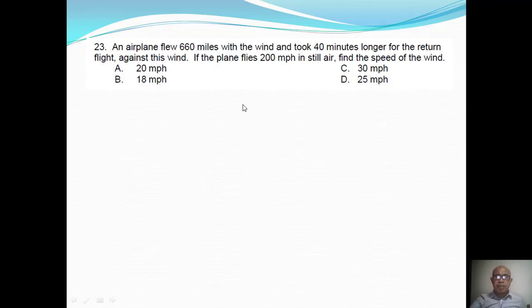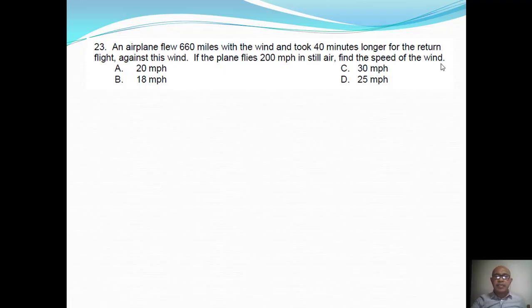But if the airplane will move opposite or against the direction of the wind, then the resultant rate of the airplane will be the rate of the airplane in still air minus the rate of the wind. Okay? So to illustrate, we have here problem 23. An airplane flew 660 miles with the wind and took 40 minutes longer for the return flight against this wind. If the plane flies 200 miles per hour in still air, find the speed of the wind.